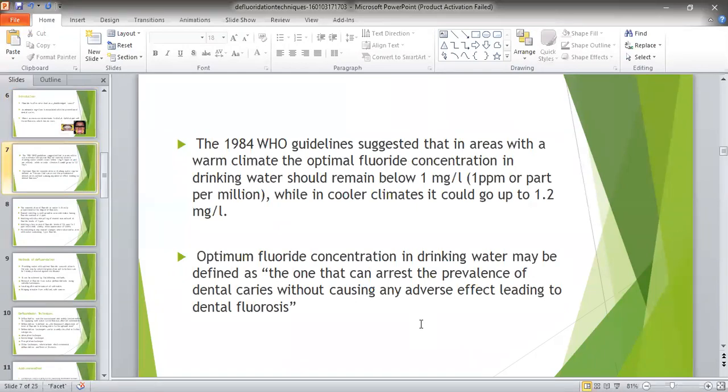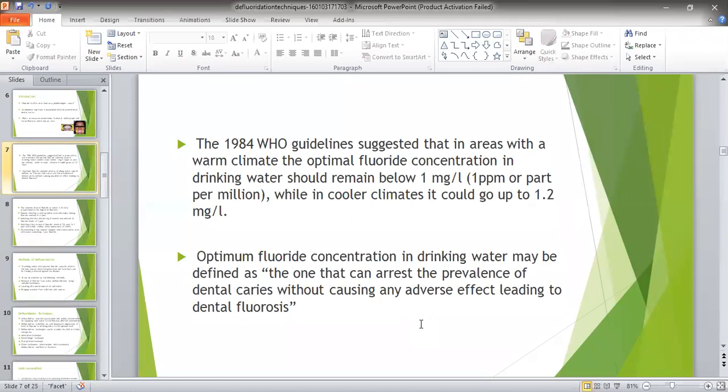Basically, in 1984, WHO guidelines suggested that in areas, I have told you all this previously, I'm just going through, in the warmer climate where water intake is more, we can set the optimum level of fluoride to the lowest range that will be 0.7 part per million. Or comparative to the colder climate where intake of water is less, we can set the optimum level to the upper limit that will be 1.2 part per million.